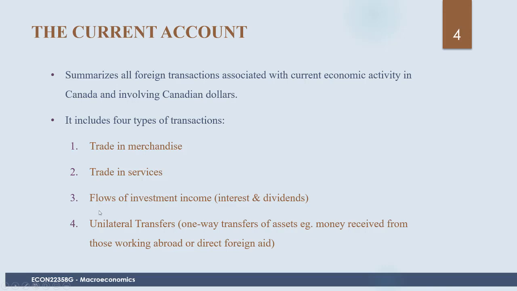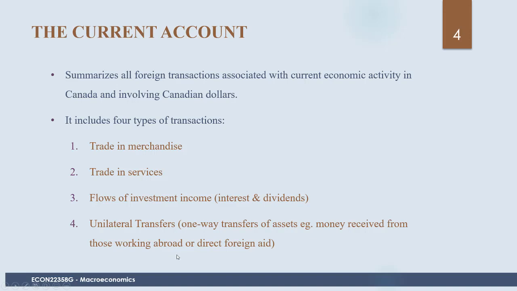Now, the third item is flows of investment income. So this isn't the stocks or bonds themselves, it's just the income from those types of instruments. And so if a Canadian owns a foreign, say, US Treasury bill, the interest that they receive, that income, is income coming into Canada. Okay, and so that is summarized under the current account, and that would be a receipt. It also includes just transfers of money. So one-way transfers of assets, for example, money received from those working abroad or direct foreign aid.